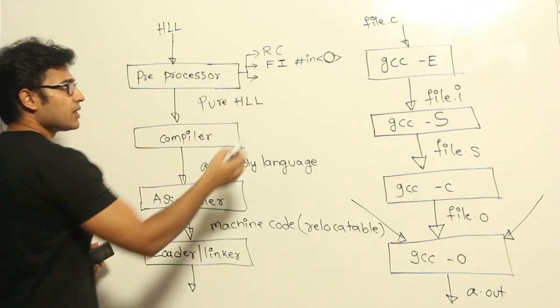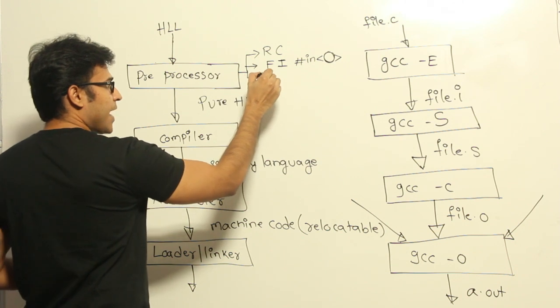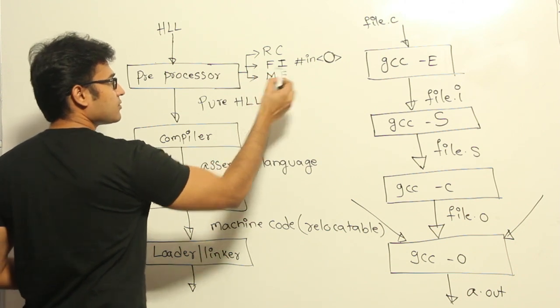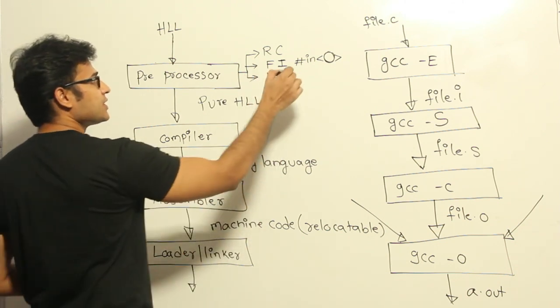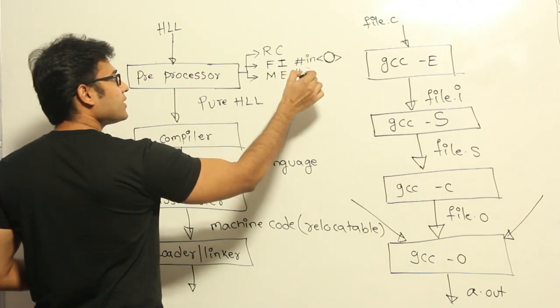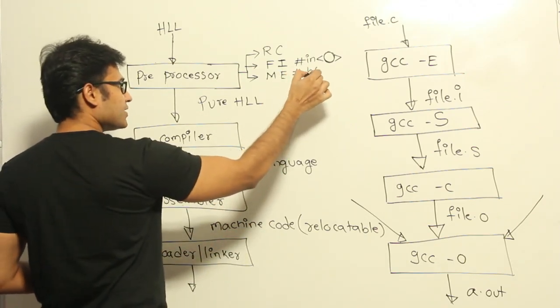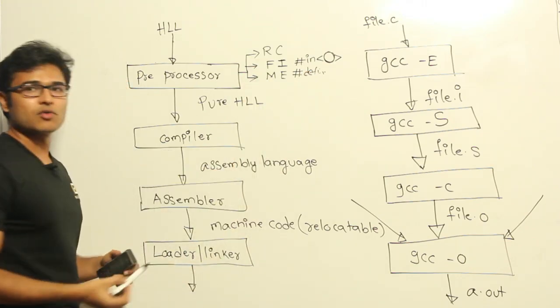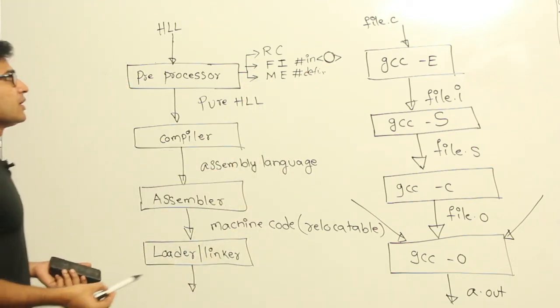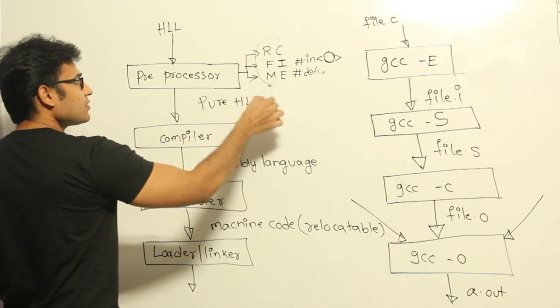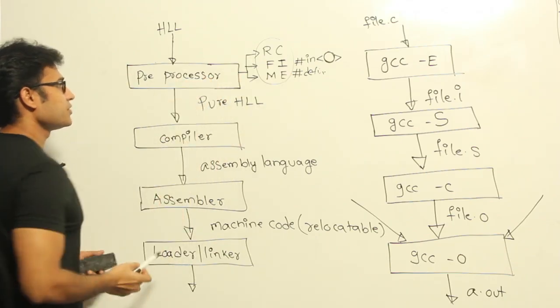Now apart from it, there is also macro expansion. I'll tell you later what it is, but just remember that you can use it with hash define. So there you are going to use macro expansion. Now all these three things will be done by the preprocessor.